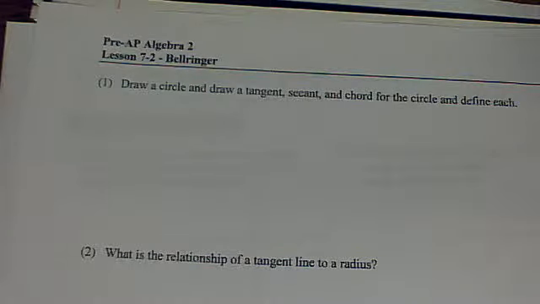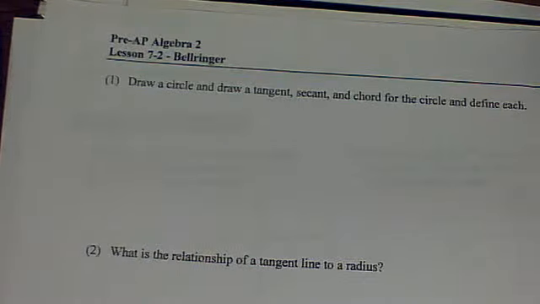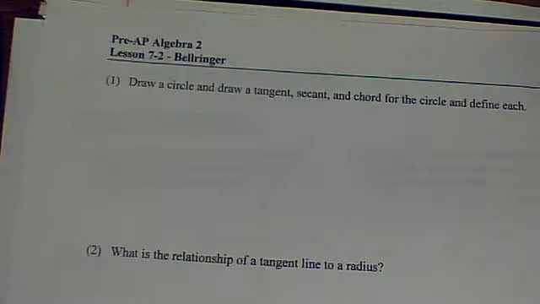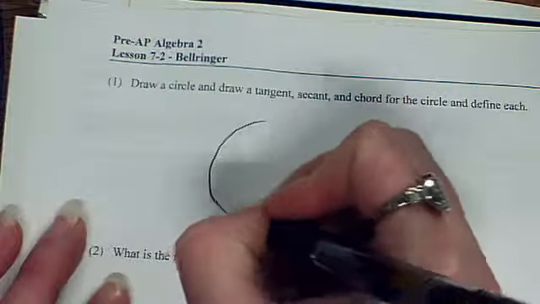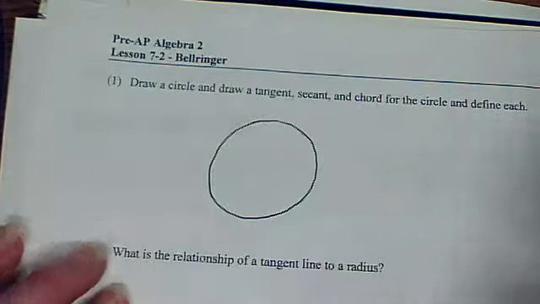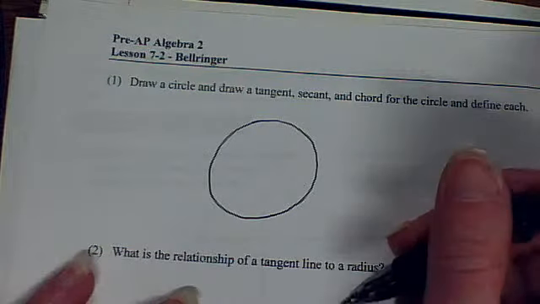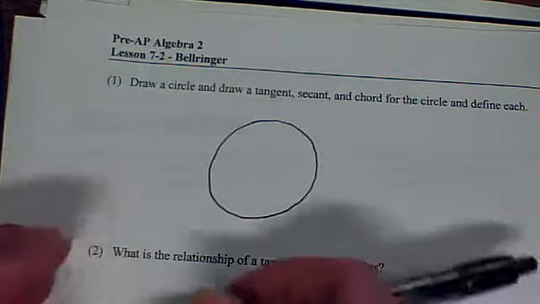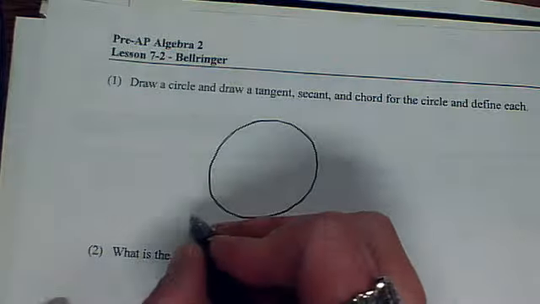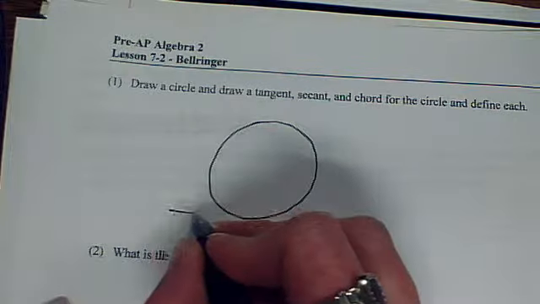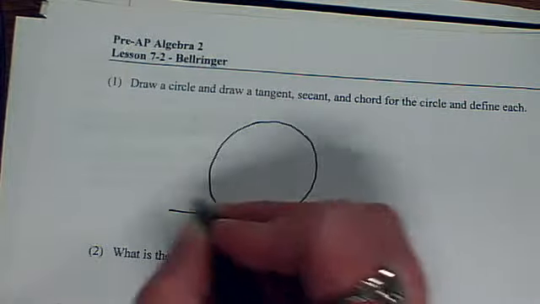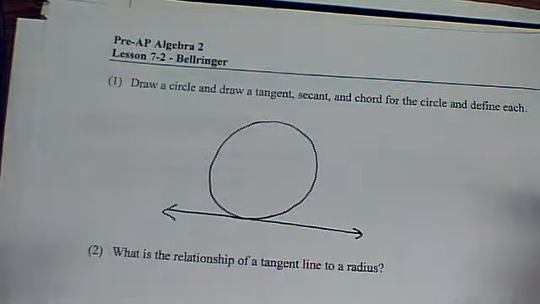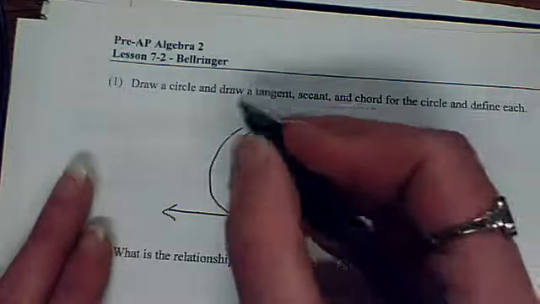Talk a little bit more about circles. We're going to review a little bit of vocabulary, and just talk about how some things work with circles. Here's a circle, a tangent line. A tangent line is a line that just barely touches the circle. It touches at exactly one point. No more, no less.